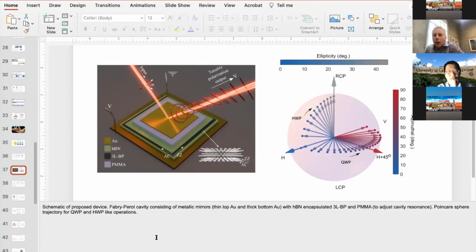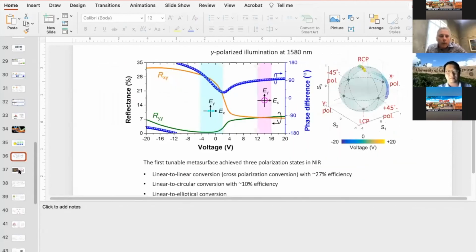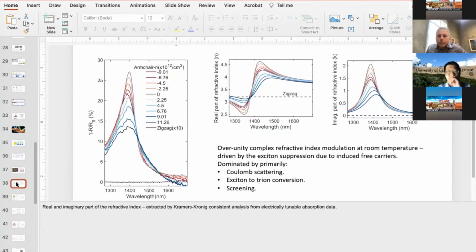So if I want to operate in the telecommunications band, the C band and the S band and so forth, then it turns out that the thickness that I need is 3 layers. And in terms of the reflectance, you can see here, we have quite large reflectance and reflectance modulation.